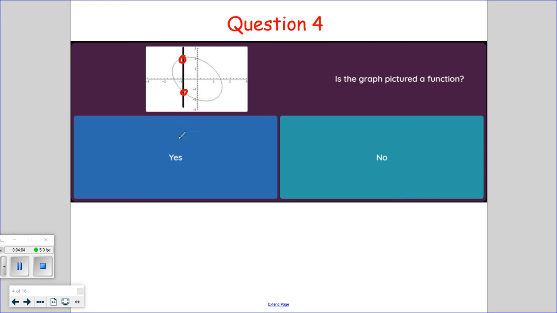So when it crosses a relationship twice, that is not a function. All right? And if you think about it, the x value here and the x value here are the same. So once again, you have two y values for one x value. It doesn't pass the vertical line test. It is not a function.